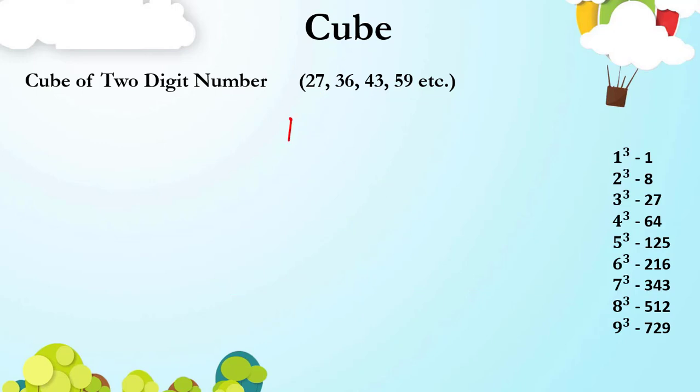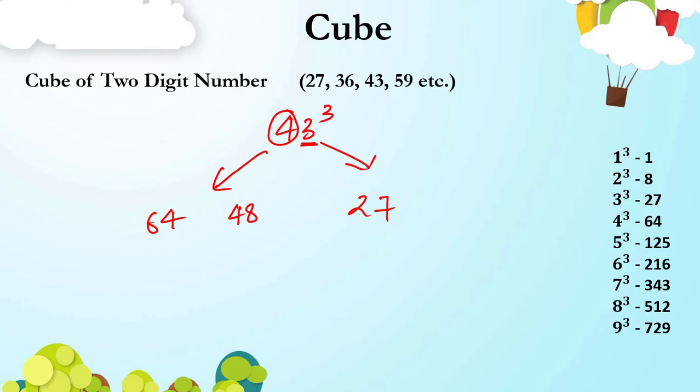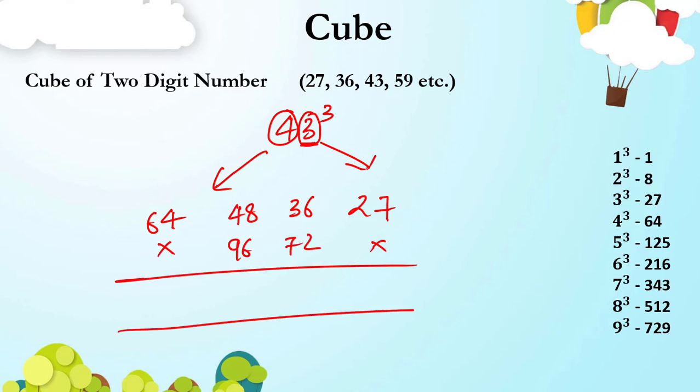Let's do one more problem. Suppose we need to find the cube of 43. In that case, first you will write the cube of 4, which is 64. Then you will write the cube of 3, which is 27. Now you will square the first term and multiply with the second. So 16 into 3 is 48. For the next term, you will square the second term, 9, and multiply with the first. This will become 36. Now ignore the first and last term, double the middle two terms and add it.